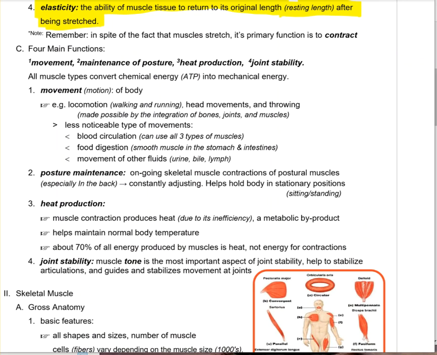Now, there are other main functions that muscles do, meaning more global functions. So we know they contract, but by contracting, what are they doing for us? Well, there are 4 of them, and they're all listed there. You can see 1, 2, 3, 4.